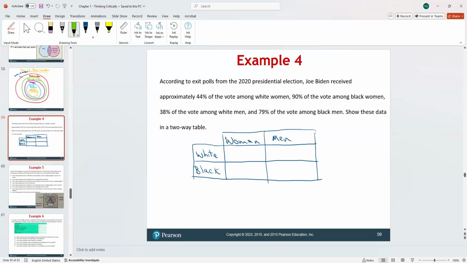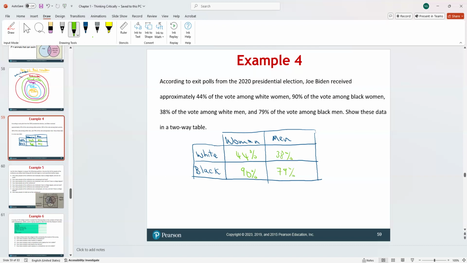Now, let's fill it all in. According to the exit polls from the 2020 presidential elections, Joe Biden received 44% of the vote among white women. 90% of the vote among black women, so 90% would be down here. We don't need to add up. We only need to show this data in a two-way table. Now, about men, they said 38% of the vote among white men, and 79% of the vote among black men. So 79%. And that's all they ask us to show here.